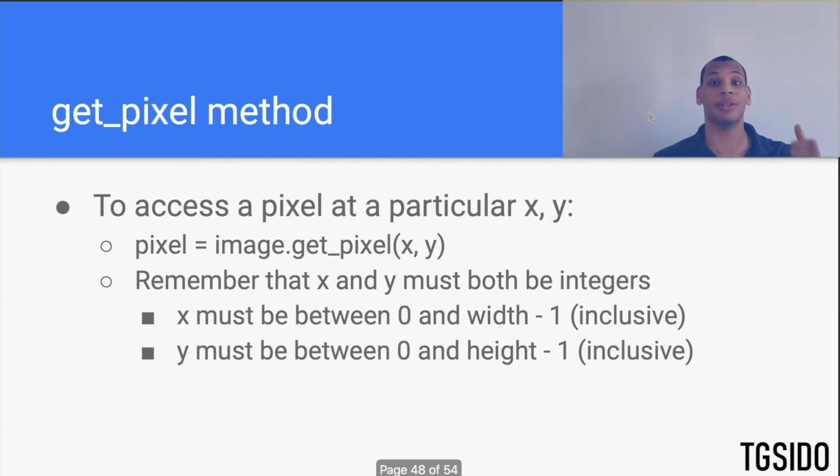So how do we actually use that to access specific pixels? We can use the getPixel method. To access a pixel at a particular x, y, you can use pixel = image.getPixel, and you specify your x and your y. Remember that x and y must both be integers. x must be between 0 and width minus 1 inclusive, and y must be between 0 and height minus 1 inclusive. Keep that in mind.